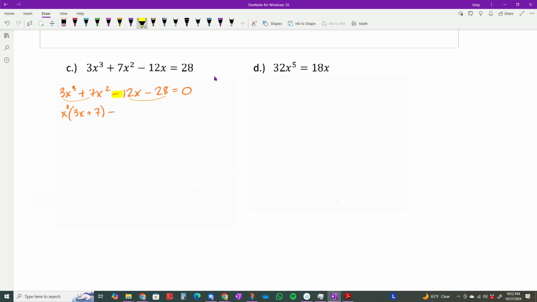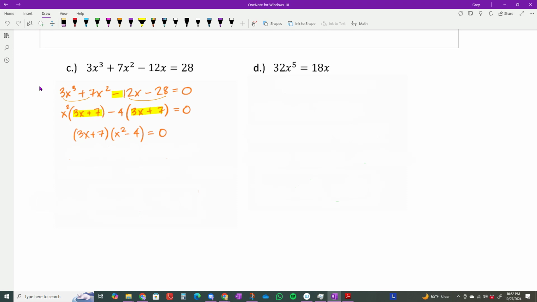And what's in common between 12x and 28 is 4. Leaving you with, and I told you to write 3x plus 7, so I'm going to write 3x plus 7, and then I'm going to check it. Negative 4 times 3x is negative 12x. Negative 4 times 7 is negative 28. So I know I've factored correctly. And as I mentioned, this is my common factor that's going to come out. So that's going to be 3x plus 7. And I hope you can see what's left is x squared minus 4. Okay, those are equal to 0.